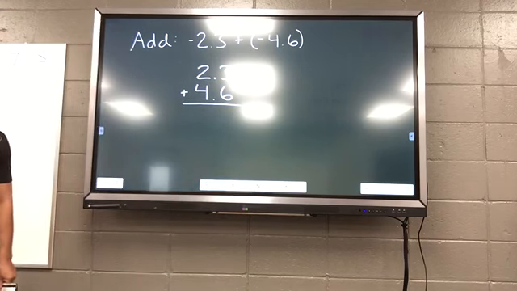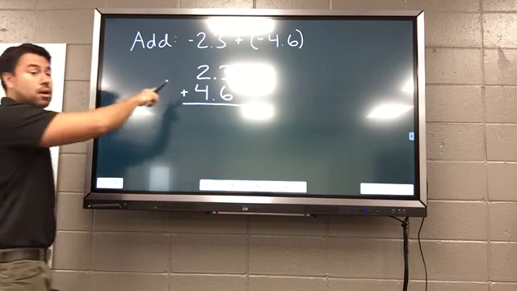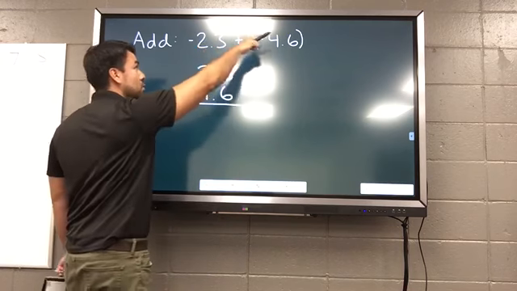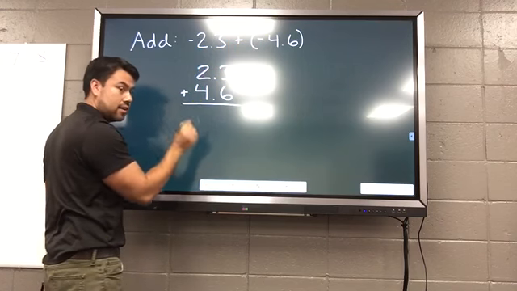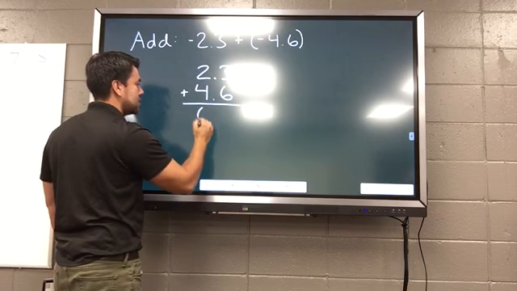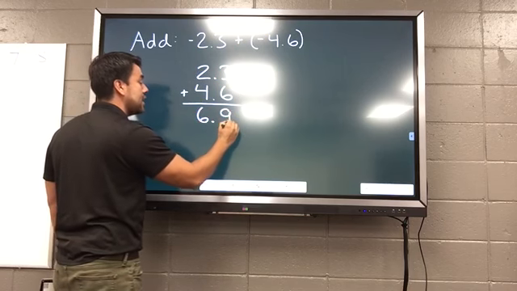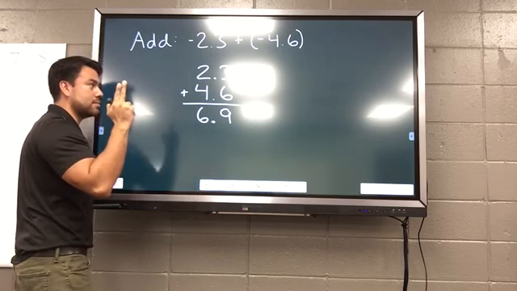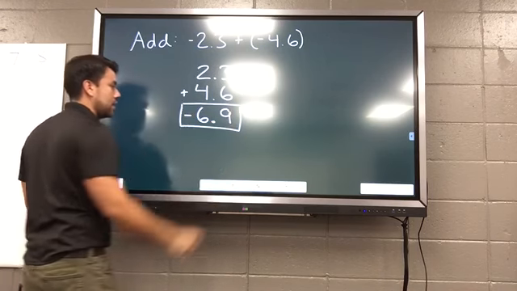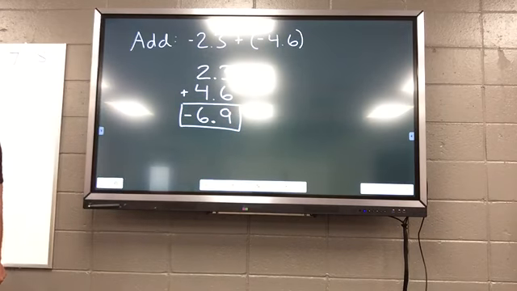Yes, ma'am? Why would you keep the negative sign? Well, we're still on step 1. We're just adding these two numbers together. Step 2 says keep the sign of both of them, so my answer is going to have that. Okay. All right, so 2.3 plus 4.6, 6.9. And then step 2 said keep the sign of both, which would be, I heard it, negative 6.9. That's my final answer.